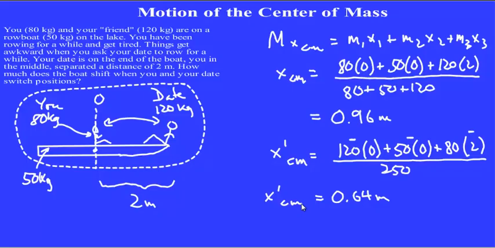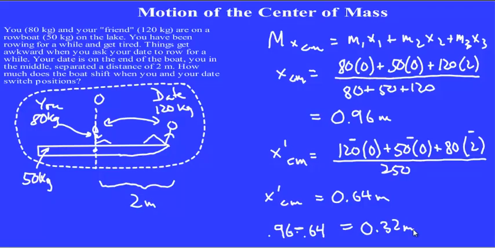That's the location of the center of mass in the new system. But remember, there's no force external to the system, so that center of mass can't move. So basically, the boat is going to shift underneath you to compensate, and it's going to shift by an amount that's the difference between these two. So what is that? 0.96 minus 0.64, that's 0.32 meters. So now you can see how we might use the motion of the center of mass concept for quantitative problem solving.